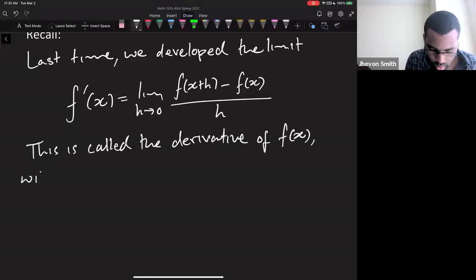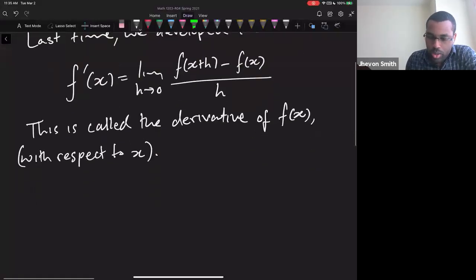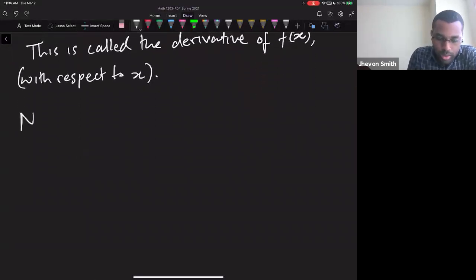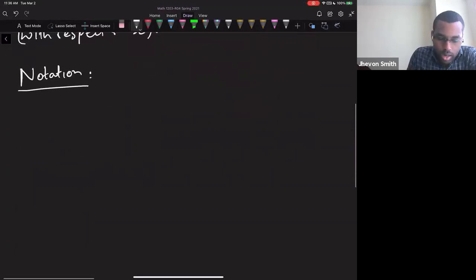with respect to x, which you don't always have to say that part, especially if you're in Calc 1, but it becomes important once you're at Calc 3 and above. It's called the derivative of f of x with respect to x. And so, yeah, let's talk about notation. I think I really expressed that last time. So there's Newton's prime notation, two main ones.